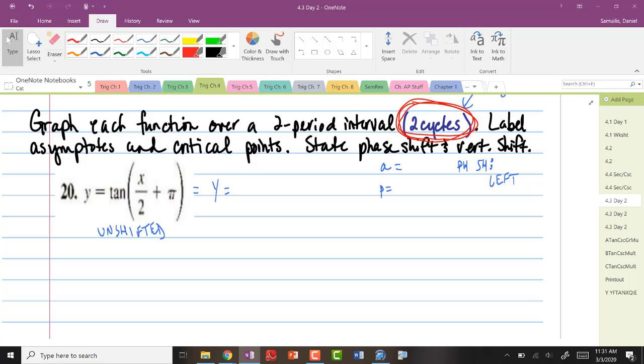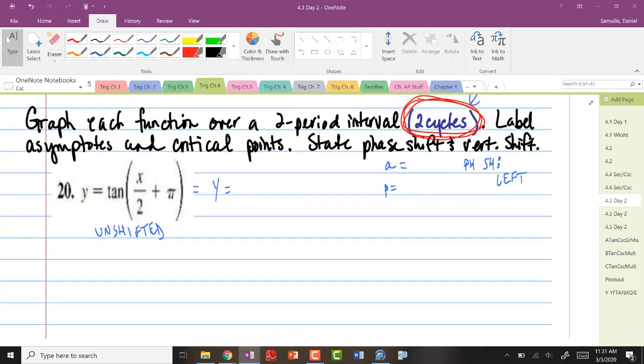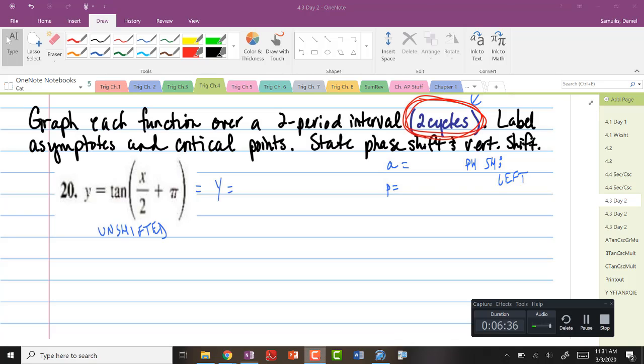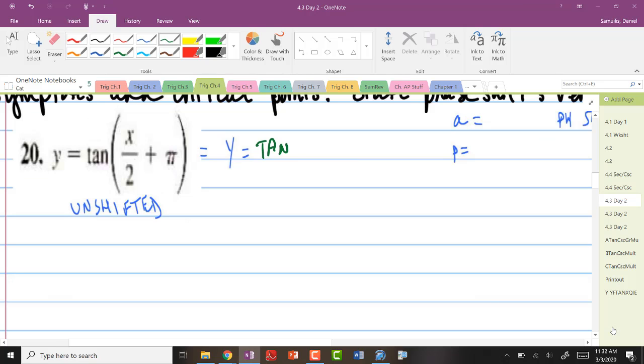Okay, so I'm giving you a minute to write it down. And of course, looking at the directions, graph a 2-period interval. Label asymptotes and critical parts. State all your stuff. Is all that says up there. Just no big deal. I'll press pause for a second, give you a chance to write. Resume.